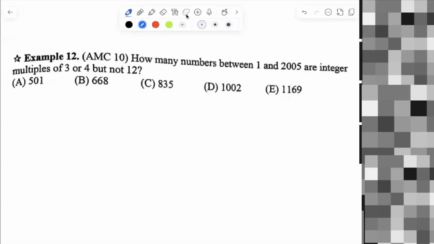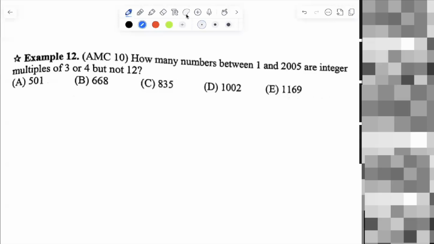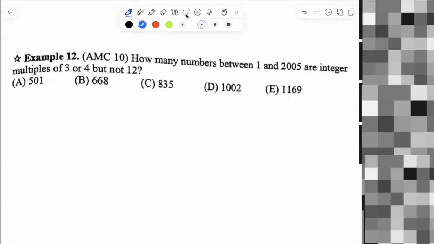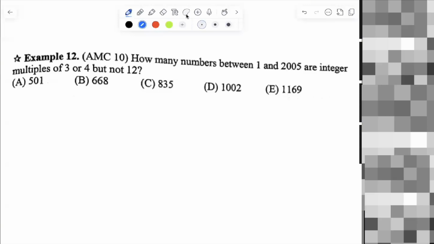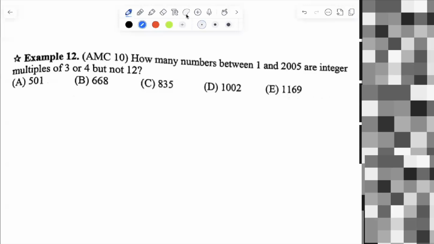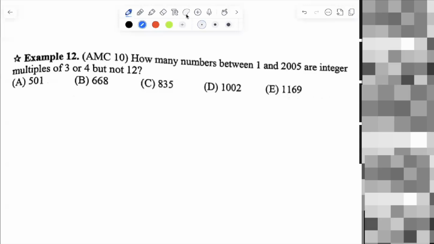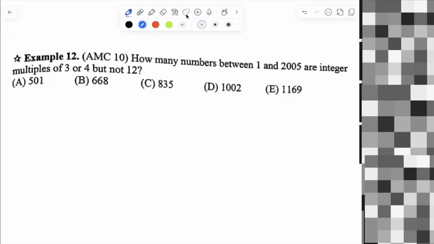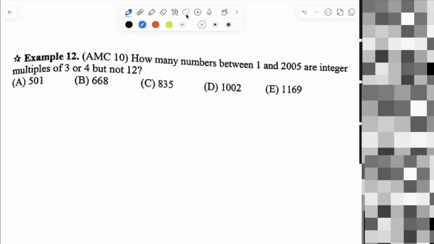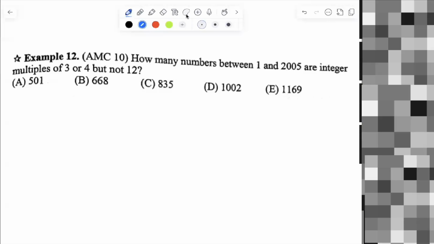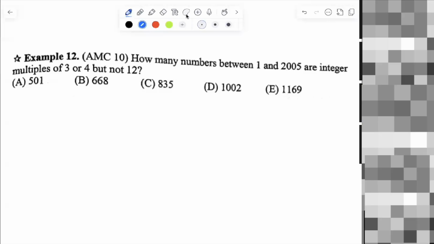So basically, we just do this entire calculation. This should get you 1,168 and 1,169, minus 167 times 2, which is just 334. It gives an answer of C, or 835. Right?